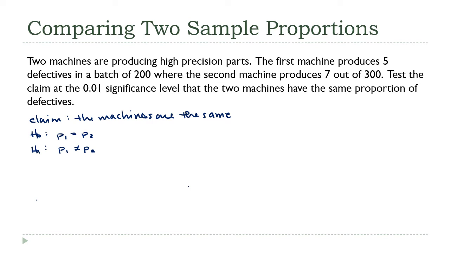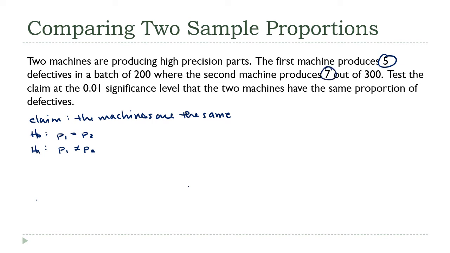Okay, so in testing our requirements, independence we're squared away on. There's no reason to believe that one machine is somehow affecting the other. And our minimum size requirements are both met, although it's a close thing. The first machine just has 5, and the rule is at least 5. So, okay, that one was right on the edge, but it made it.